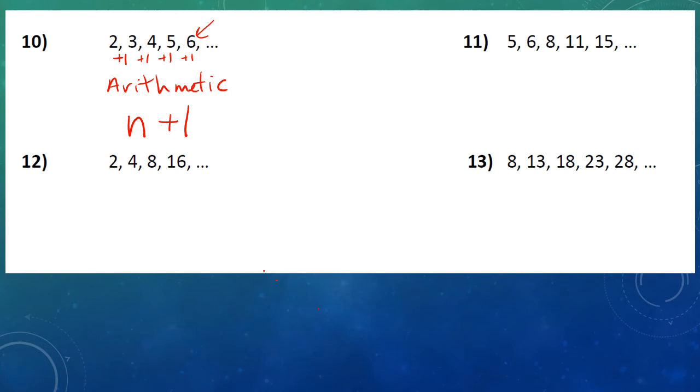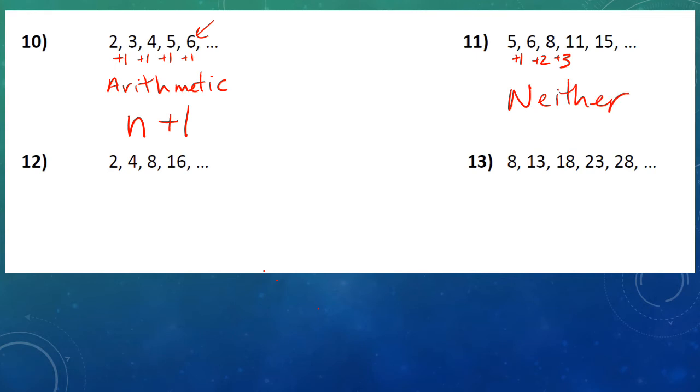So how about number 11? Let's try to figure out what's going on here. To go from 5 to 6, we are adding 1. 6 to 8, we are adding 2. 8 to 11, we add 3. And so our pattern does not fit the rules for arithmetic sequences, so we're just going to write neither for number 11.